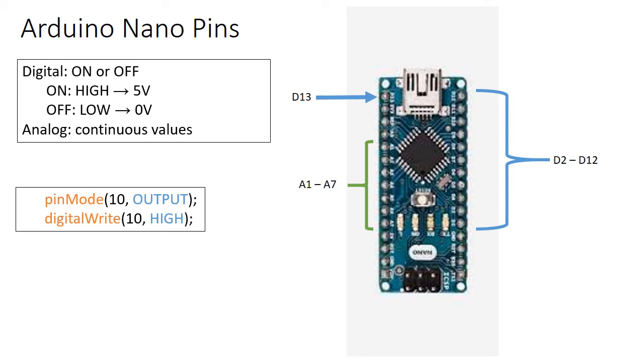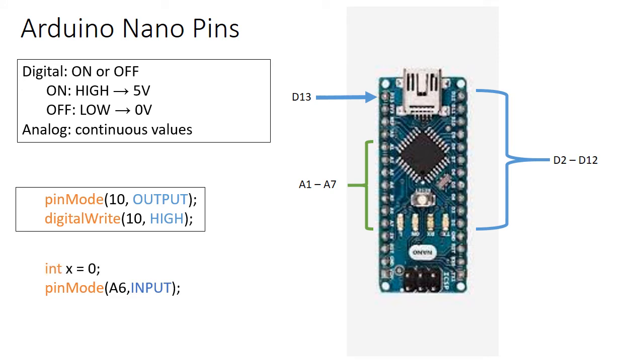So when we're writing to a digital pin, we first set the pin mode to output or input. And when we specify the pin, we just use the number. We don't have the D in front. And we use digitalWrite and digitalRead to work with it. Now, when we're using an analog pin, we can set the pin mode to input, and we do have to specify that it's A6 or A2 or whatever the pin is.